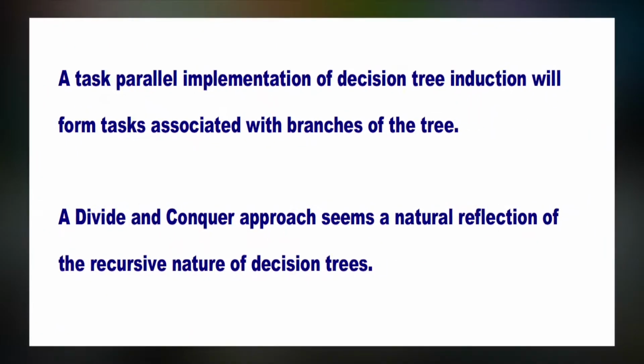A task parallel implementation of decision tree induction will form tasks associated with branches of the tree. Hope you have an idea about the decision tree. A divide and conquer approach seems a natural reflection of the recursive nature of the decision tree. However, the task parallel implementation suffers from load balancing problems that are caused by uneven distribution of records in branches. Hence, the success of a task parallel implementation of a decision tree seems to be highly dependent on the structure of the data set. Hence, you have to pay close attention to the data set before you implement a parallel mining algorithm.